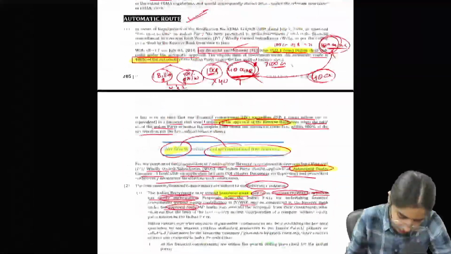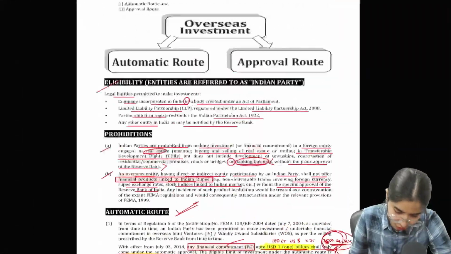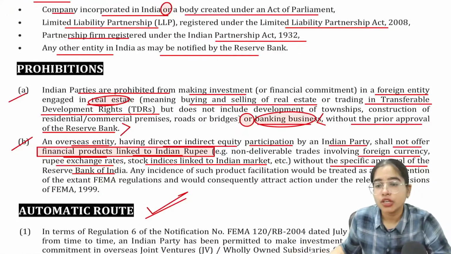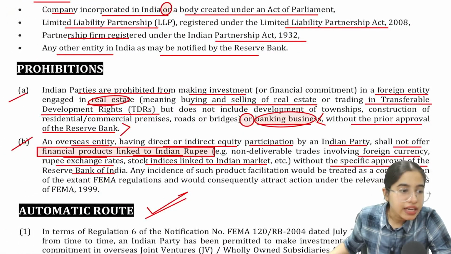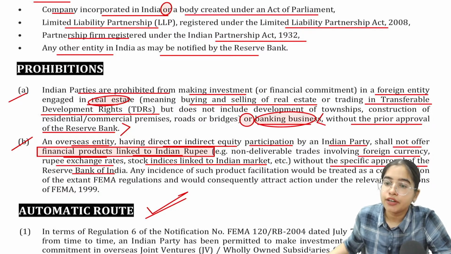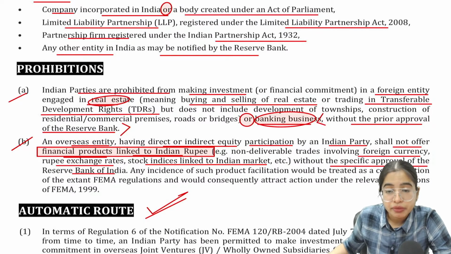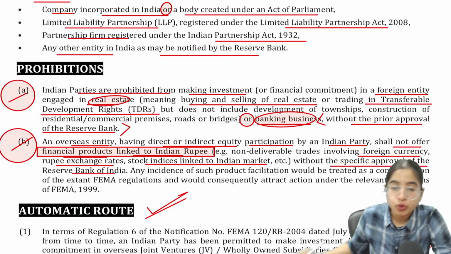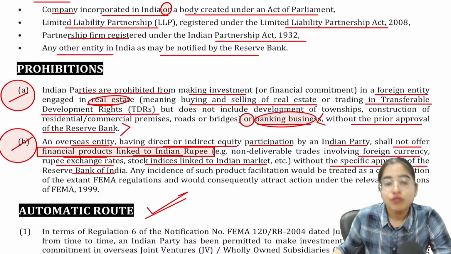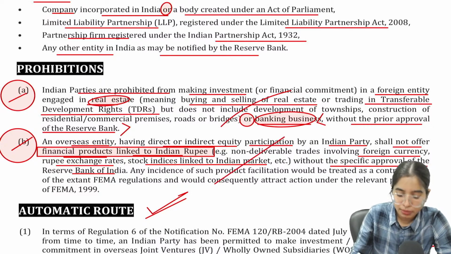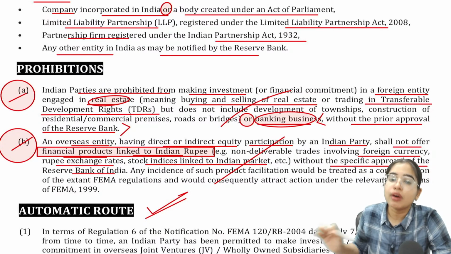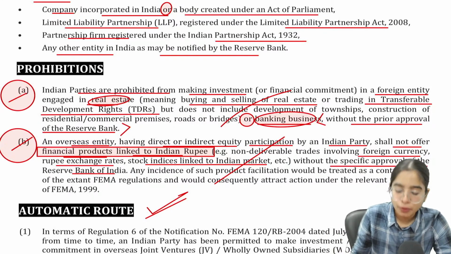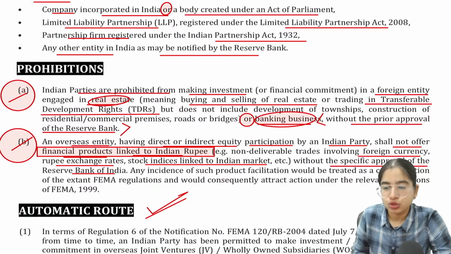If you come to the prohibitions topic, certain kinds of investments, certain kinds of ODIs, are not permitted to go through the automatic route. In these two cases, you are prohibited from going through the automatic route, which means in these two cases, number 1 and number 2, you compulsorily have to go through the approval route.